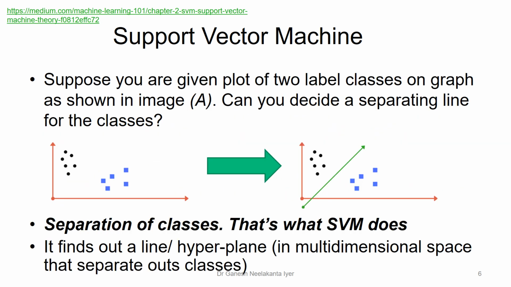Suppose you are given a plot of two labeled classes on a graph as shown in image A. Can you decide a separating line for these classes? Very easy. And this is exactly what SVM does. And this line is a hyperplane. In this example, it's two-dimensional, but typically it could also be multi-dimensional.